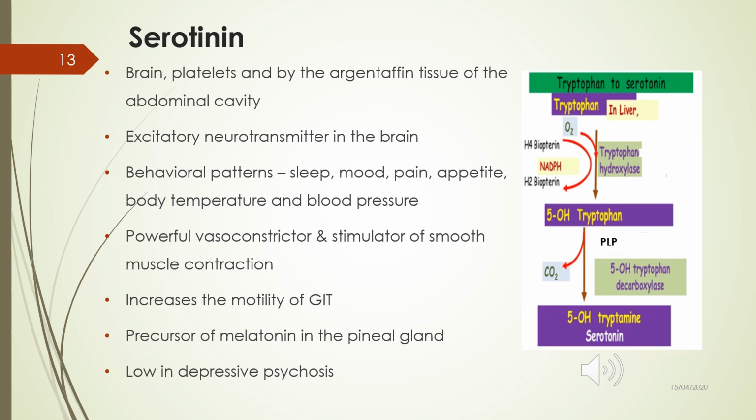Serotonin is synthesized in the brain, platelets and argentaffin cells of the abdominal cavity. It's an excitatory neurotransmitter in the brain. It stimulates cerebral activity. It has a major role in behavioral patterns, and also in the regulation of body temperature and blood pressure. It's a powerful vasoconstrictor. It increases the gastrointestinal motility and it acts as a precursor for melatonin synthesis in the pineal gland. In case of depressive psychosis, there is a low level of serotonin.